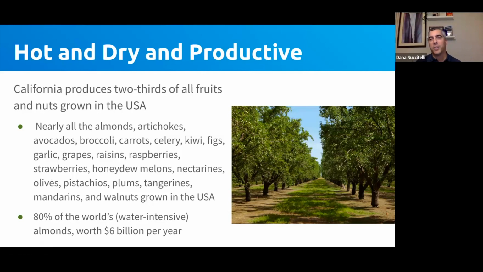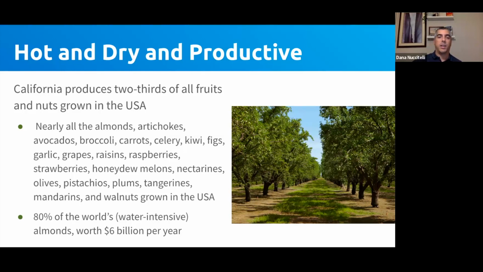So if you like any of those foods, as you should, because many of them are very delicious, then you should be worried about California agriculture being impacted by climate change and water security. Specifically, California also produces 80% of all the almonds in the world, which are worth $6 billion per year to the California economy. But almonds are a very water intensive crop. And so that's been a problem as we have lacked sufficient water for all our needs.